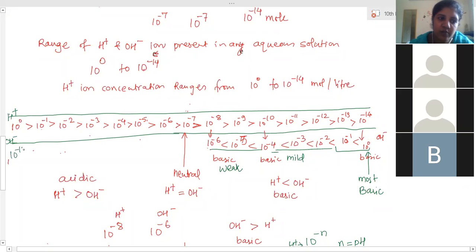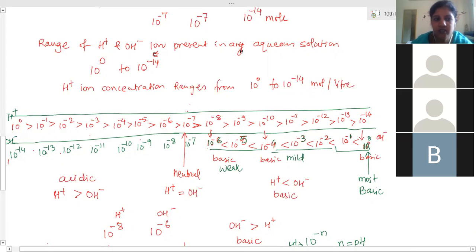This is 10 to the power minus 14, minus 13, minus 12, minus 11, minus 10, minus 9, minus 8, exactly 10 to the power minus 7. This is 10 to the power minus 6, minus 5, minus 4, minus 3, minus 2, minus 1, and 10 to the power 0. So these are OH minus ions.